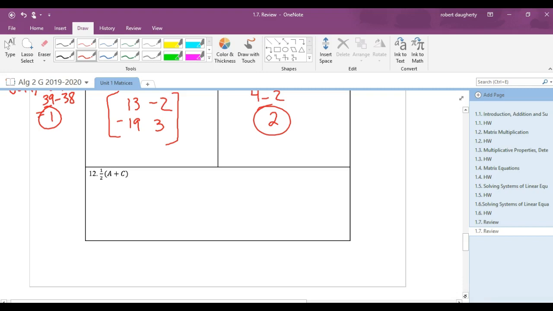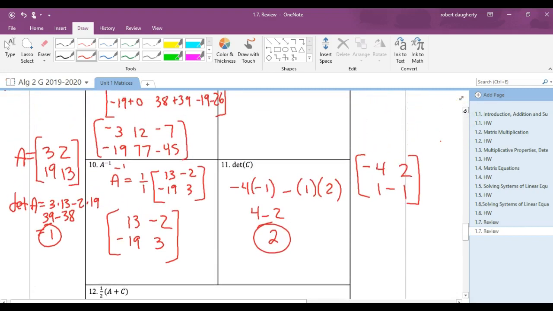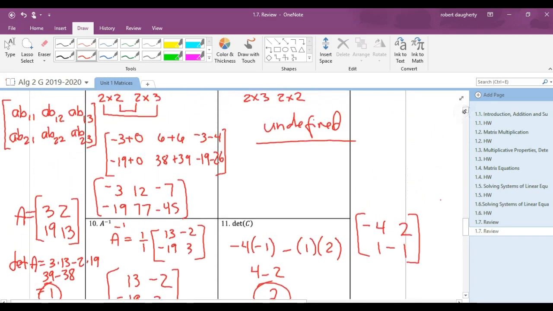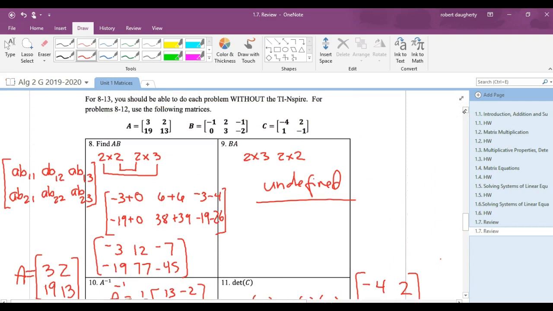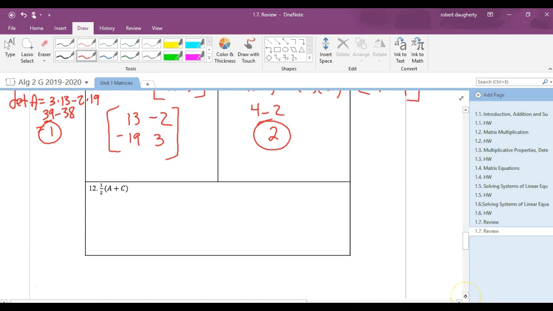1/2 of A plus C. So let's look, what are our dimensions again? Matrix A is 2 by 2, and matrix C is also 2 by 2. So that can be done. So this is going to be 1/2, and then I'm going to add matrix A plus matrix C.